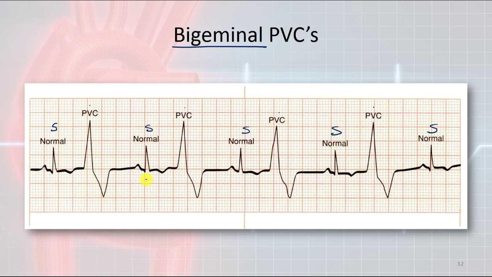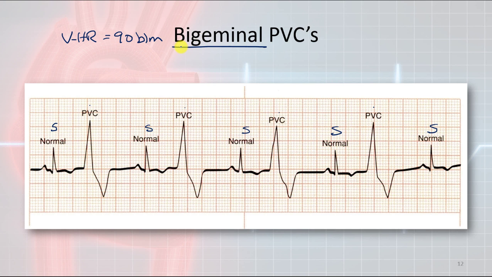Let's look at the heart rate. Let's look at the ventricular rate of this rhythm. Let's pretend this is a 6-second strip. Our ventricular rate is 1, 2, 3, 4, 5, 6, 7, 8, 9. Our ventricular heart rate is 90 beats per minute on the monitor.